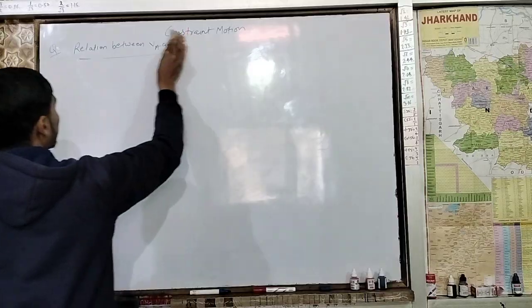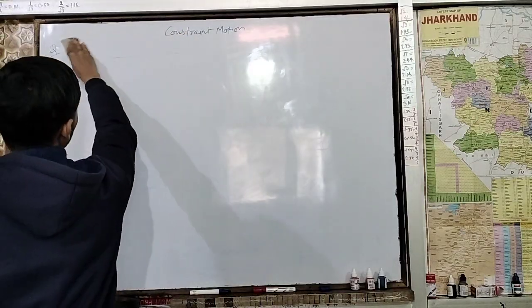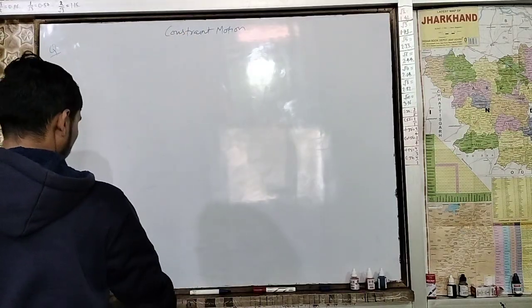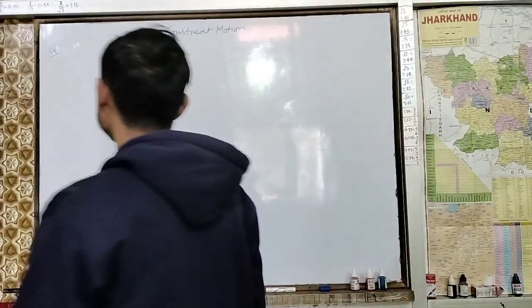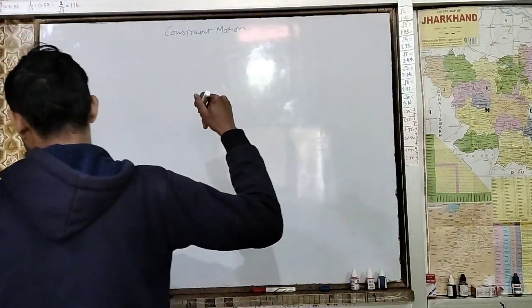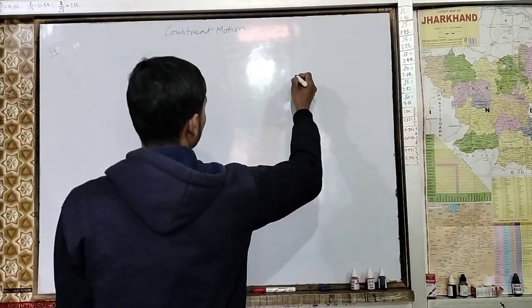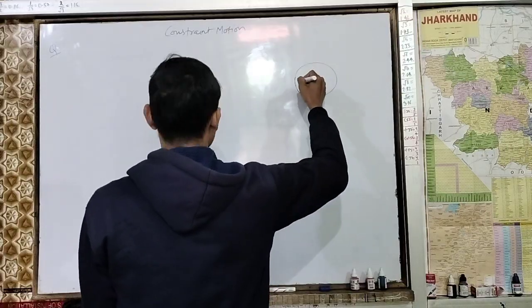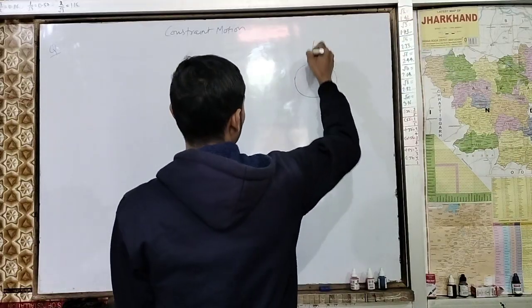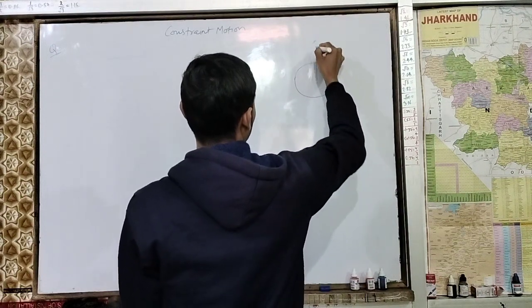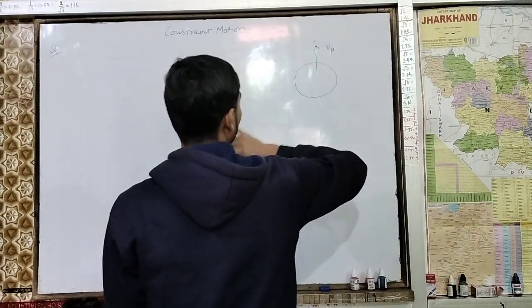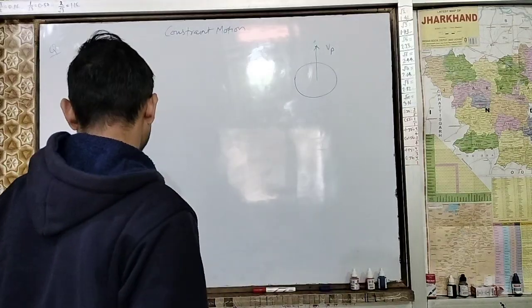Moving pulley format. Now the pulley will be movable. One or two pulleys will be moving, and the first will be fixed. For example, this is our pulley, which is moving with velocity VP. Velocity of pulley is VP.